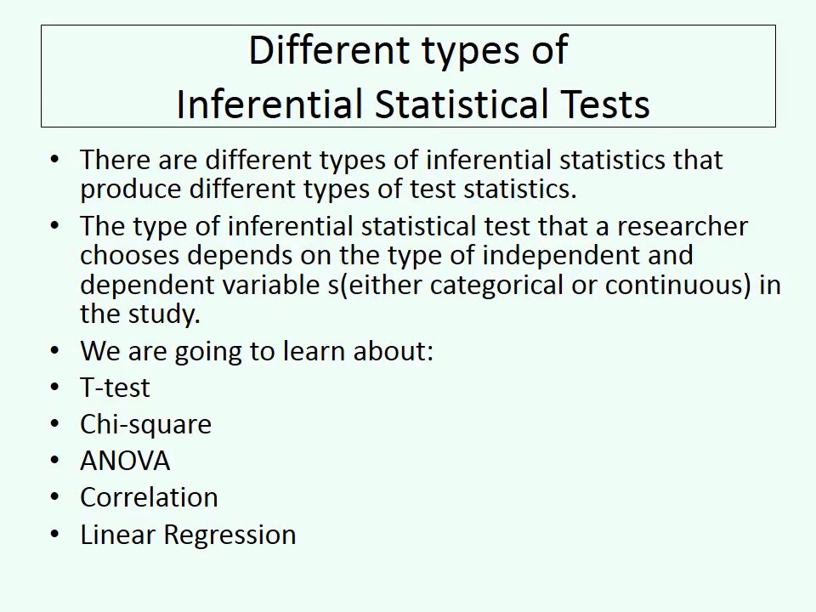There are different types of inferential statistics that produce different types of test statistics. The type of inferential statistical test that a researcher chooses depends on the type of independent and dependent variable, whether it's categorical or continuous. We are going to learn about the t-test, chi-square, ANOVA, correlation, and linear regression.